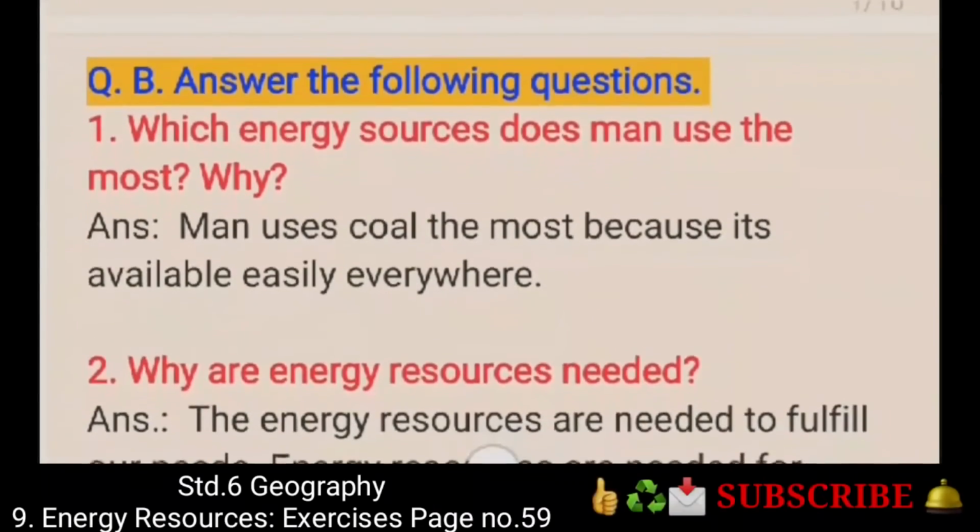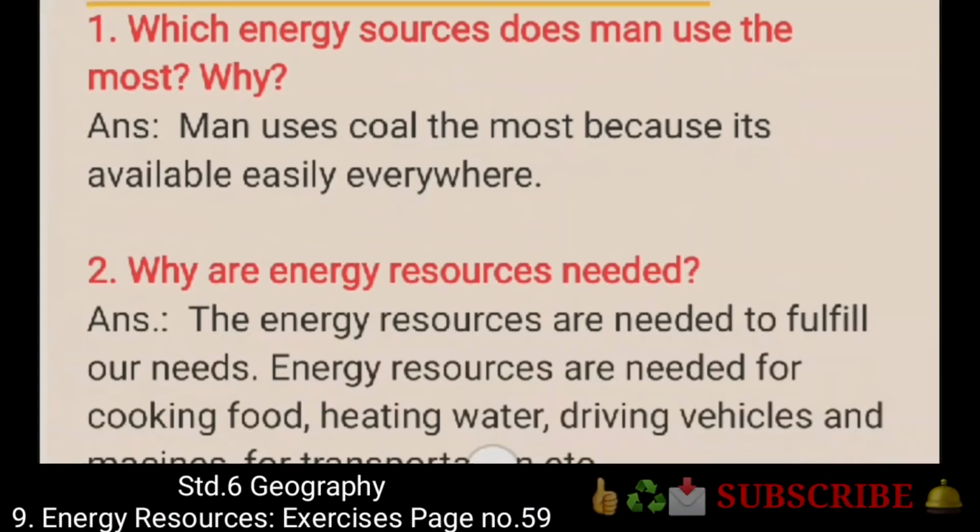Now, students, question B, answer the following questions. 1. Which energy sources does man use the most? Why? The answer is man uses coal the most because it's available everywhere easily.